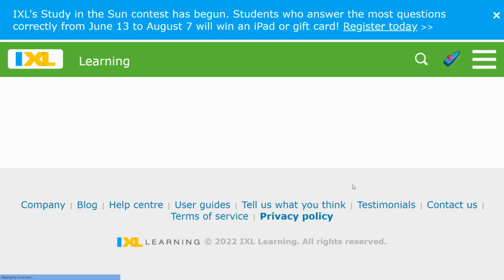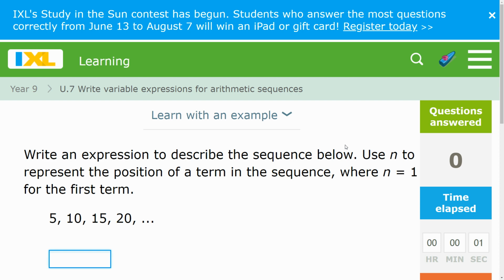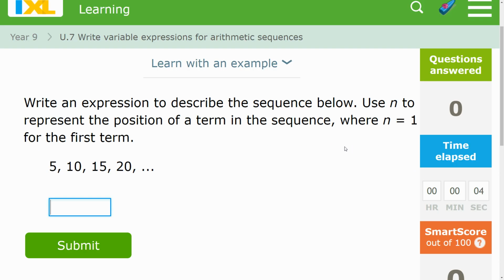Write variable expressions for arithmetic sequences. Now you have to create an expression in terms of n for this. Let's see if you can remember this if we've done it before. I think we have, but if you can't, I'll give you a few seconds to try.